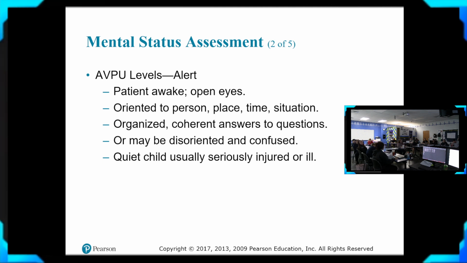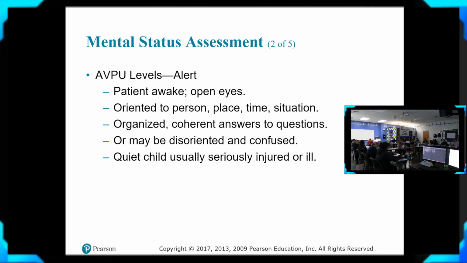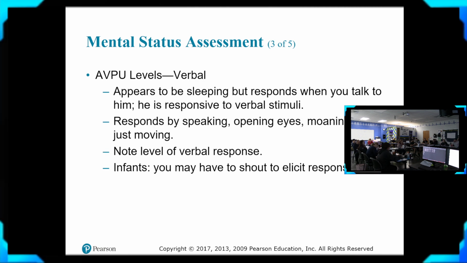Alert: they open their eyes, they're oriented to person, place, time, and situation, and can organize coherent questions that they can answer. The quiet children are usually seriously ill or injured. I don't completely agree with that, especially in today's society where everybody protects their children from air, let alone other people. When a stranger walks up, they're not going to say, "Hey, how are you? What's your name?" They just grab onto the parent. I don't necessarily agree with that, but children are difficult to assess anyway.